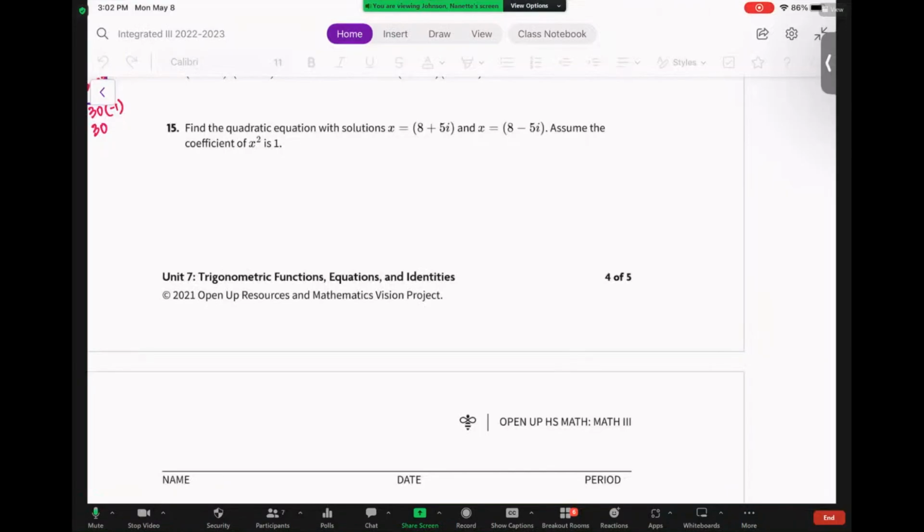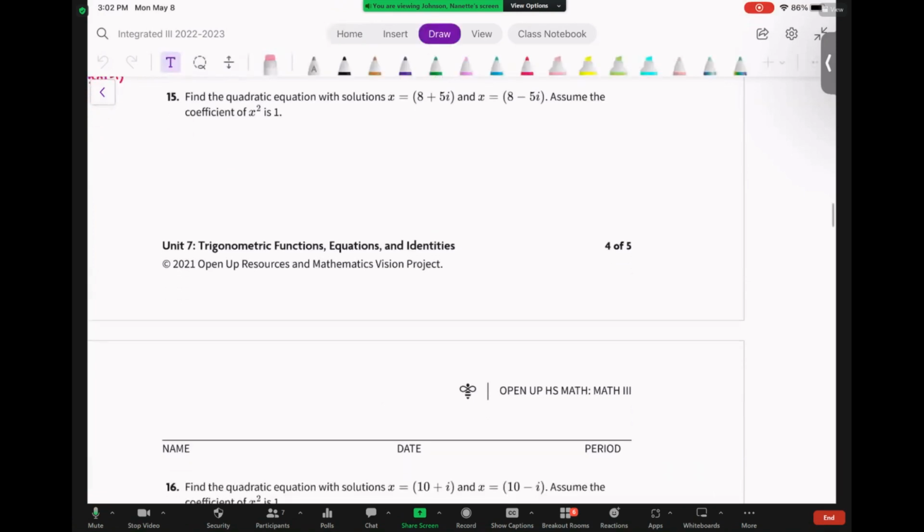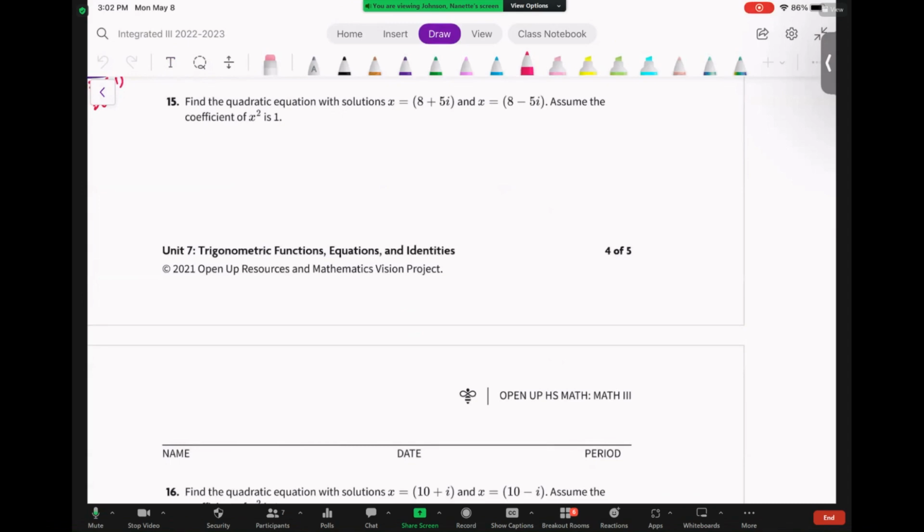We are in 7.3, ready, set, go, number 15. And the question says, find the quadratic equation with solutions of x equals 8 plus 5i and x equals 8 minus 5i, and then assume that the coefficient is x squared. So your answer, I'm pretending that this is my space that I have to use to answer. My answer all the way down here is going to say x squared plus blah, blah, blah.